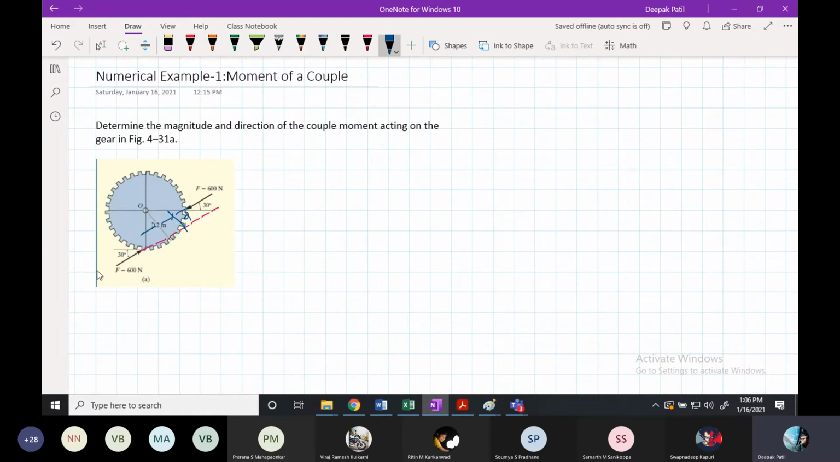So can anybody suggest how I can go ahead with this numerical example? Finding D is a little tedious procedure, so I don't want to find D directly, but in an indirect way I want to solve this problem. Can anybody guess how I can go ahead? Scratch your head and tell me. The radius of this gear, that is this distance, is 0.2 meters.